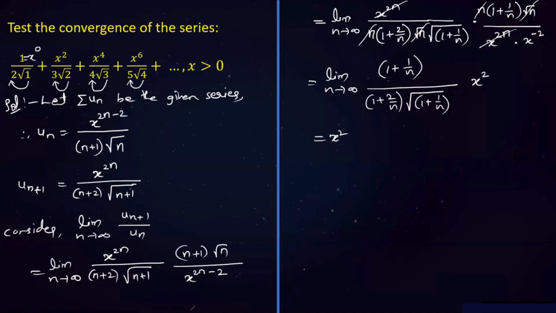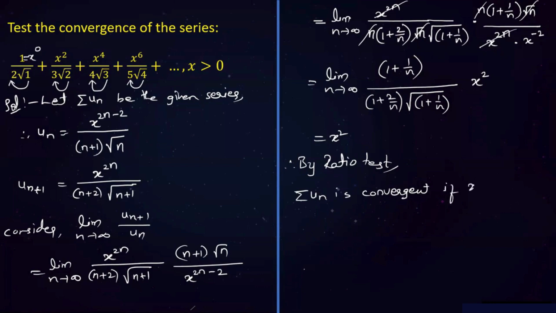Now, depending on this value, we are going to give a conclusion by ratio test. So, as we did in the previous problem, by ratio test, we can say summation un is convergent. As you know already, when the limit is less than 1, it is convergent. It is convergent if x square is less than 1. Already you are given x is greater than 0, so x square may be in between 0 and 1 also. So for those values, it is convergent.